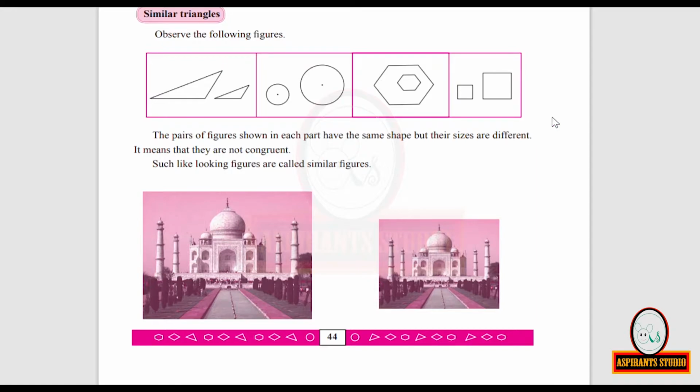It means that they are not congruent. We cannot place one picture over another and say they are exactly overlapping. So we cannot say that they are congruent. Such like-looking figures are called similar figures.